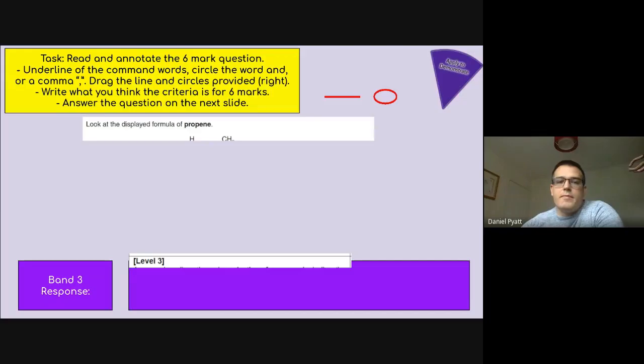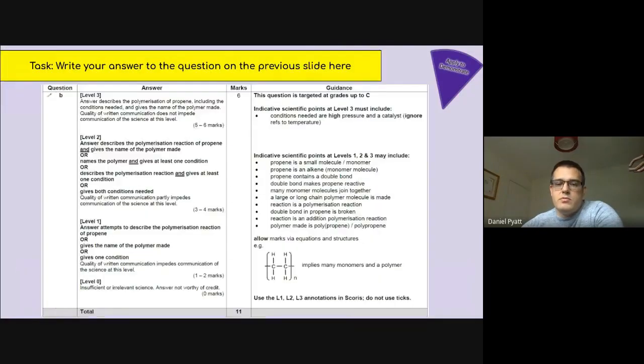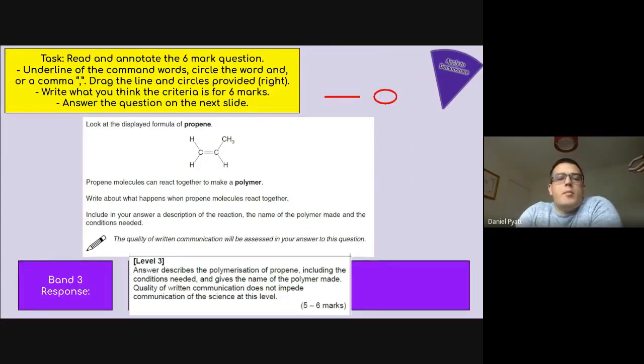Okay, so now we move on to the 6-mark question, which is: look at the displayed formula of propene. Propene can react together to make a polymer. Write what happens when propene molecules react together, and include in your answer the description of the reaction, the name of the polymer made, and the conditions needed. So this may initially not have seemed to make much sense until you watch the video on polymerization. Then I would hope that this becomes quite an easy question.